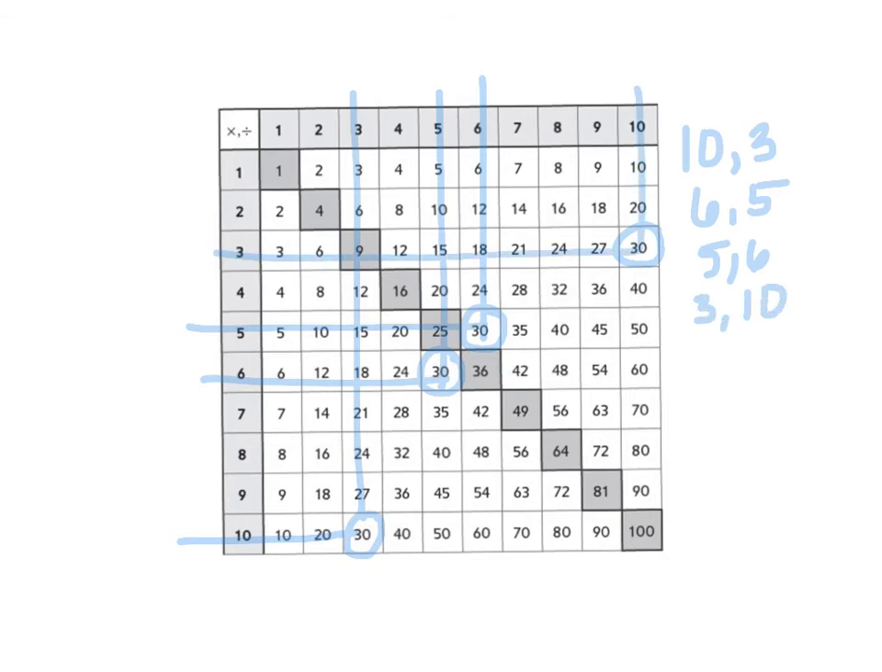Are there other factors of 30 that are not on this list or on this table? Yes, there are. There is 15 and 2, and I knew there was a 2 as a factor because 30 is an even number. So I could have 15 and 2, and I also know that every single number has itself and 1 also as a factor. Okay? All right.